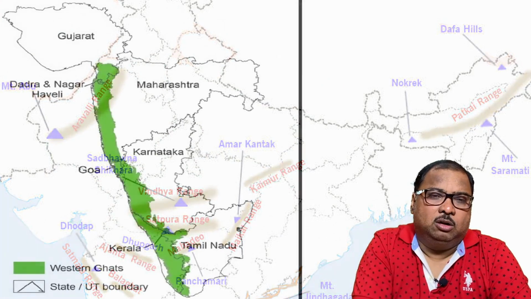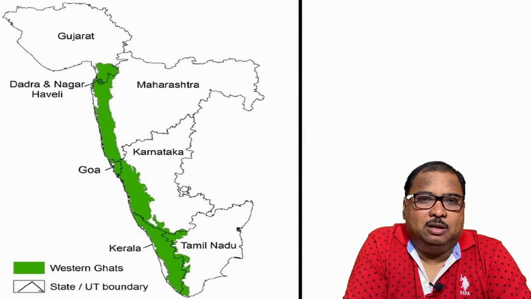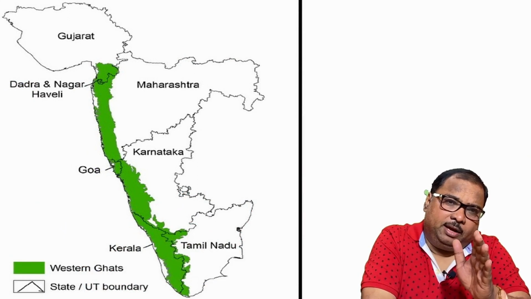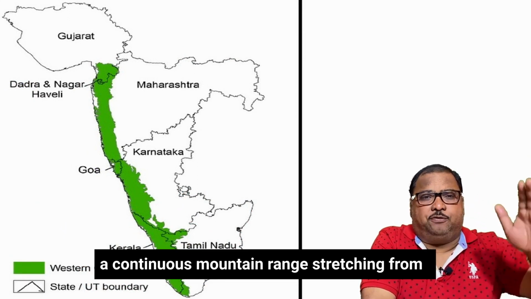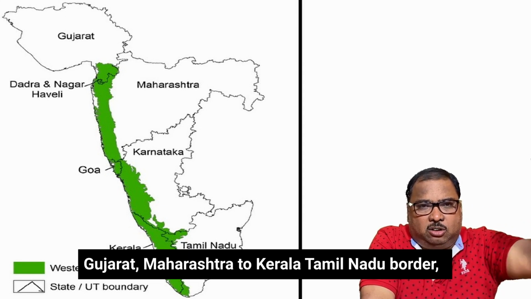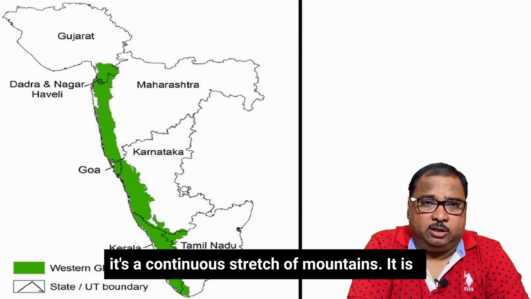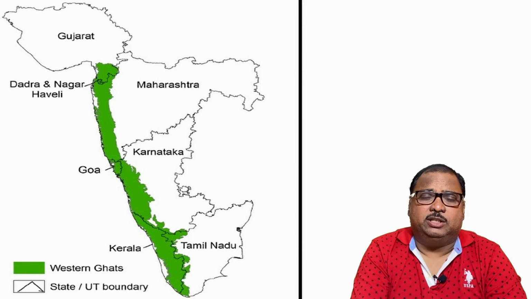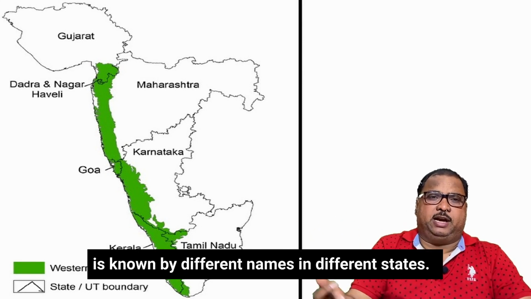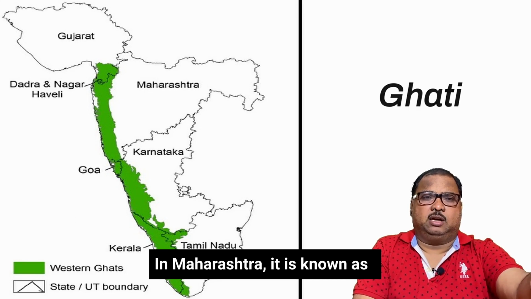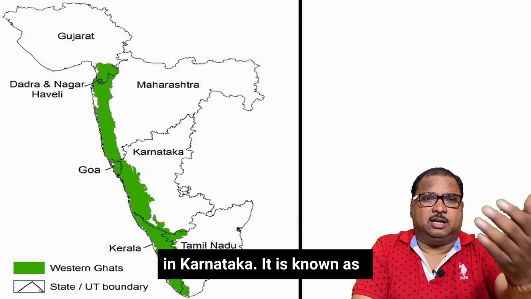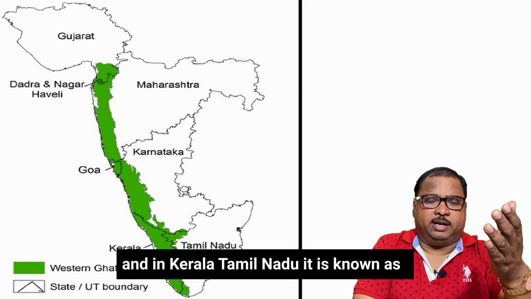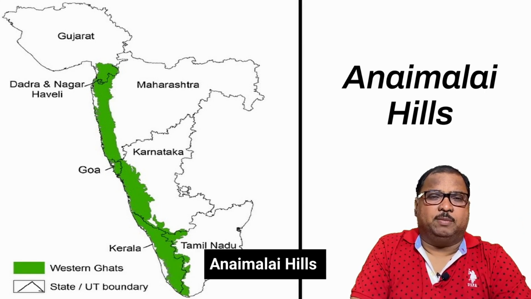Now let us move on to the mountain ranges of southern India. In the Indian map, if you see a continuous mountain range stretching from Gujarat, Maharashtra to the Kerala, Tamil Nadu border, it's a continuous stretch of mountains. It is Western Ghat. Western Ghat is known by different names in different states. In Maharashtra, it is known as Sahyadri. In Karnataka, it is known as Sajjadri. And in Kerala, Tamil Nadu, it is known as Anaimalai Hills.